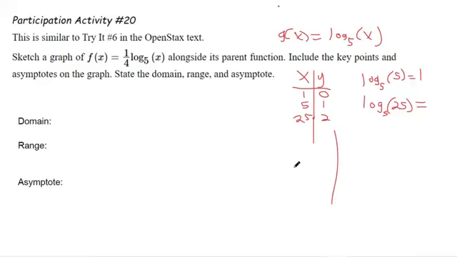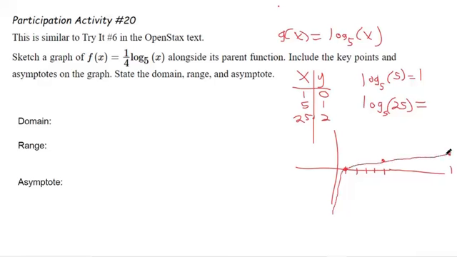And so if we graph that real quickly, 1 on the x, 0 on the y, 5 on the x, 1 on the y, and then the next one would be 25, so way down here, and then 2 on the y, so it grows pretty slowly. And so this is the sketch of the graph.